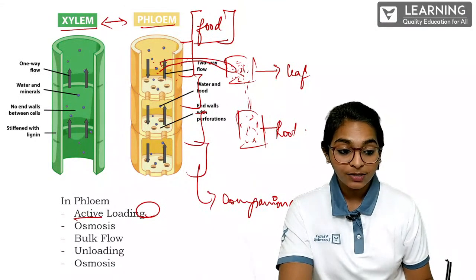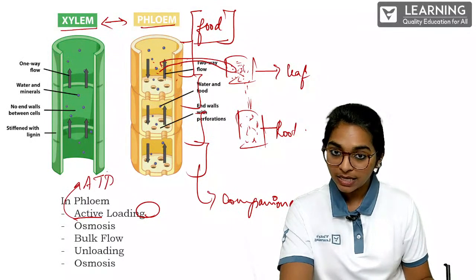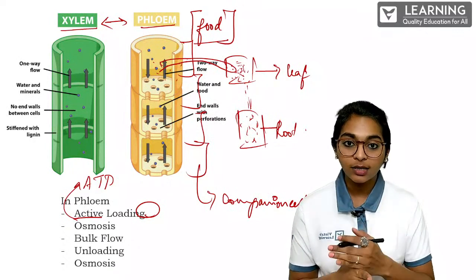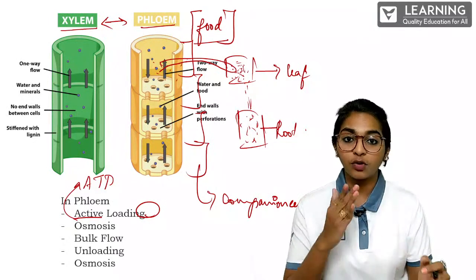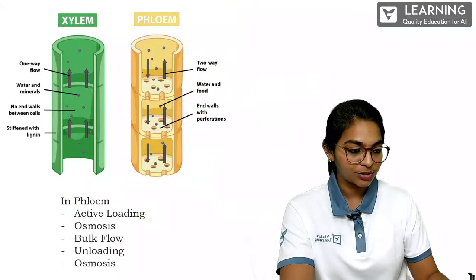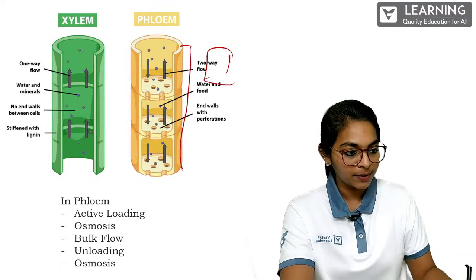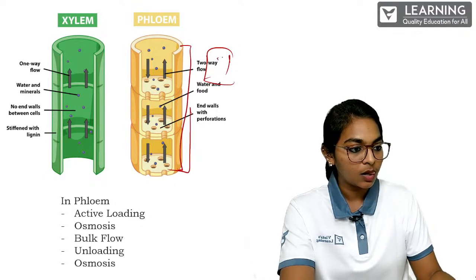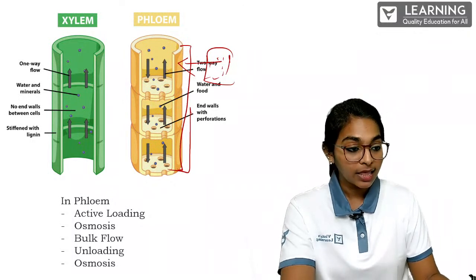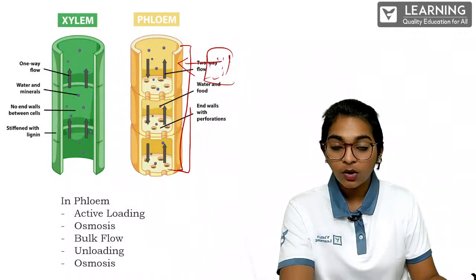So active means energy is produced in the form of ATP. That particular ATP is used for this particular loading of cells, loading of starch. Now I am just omitting the companion cells; the companion cells are here. From here, the starch moves into this. Active loading happens. And how is this active loading moving? By producing some energy.